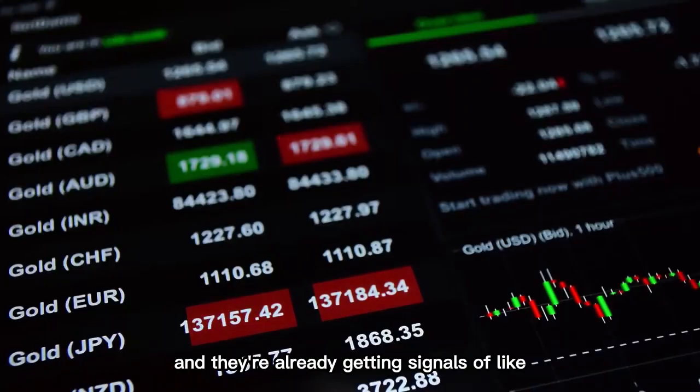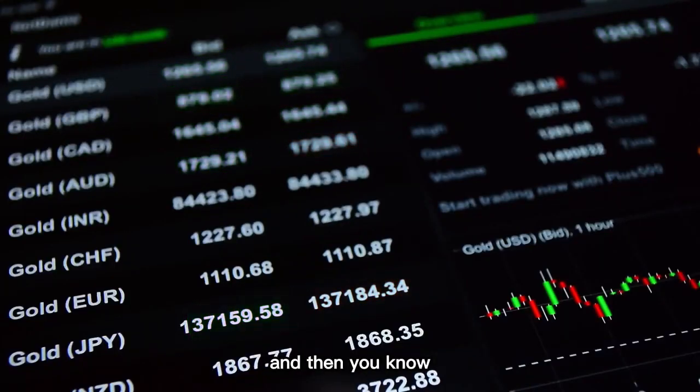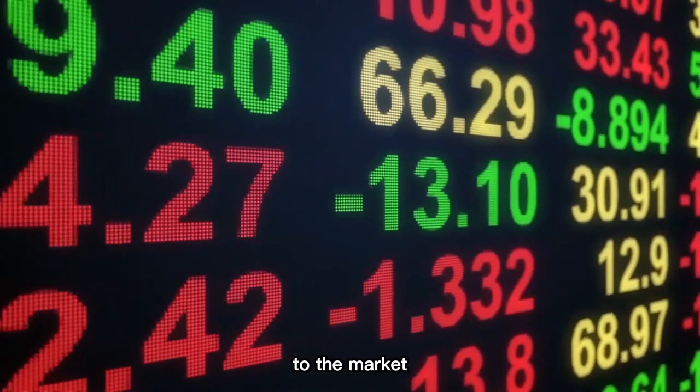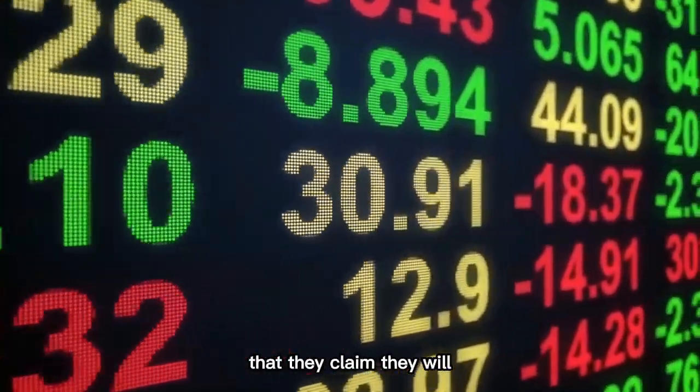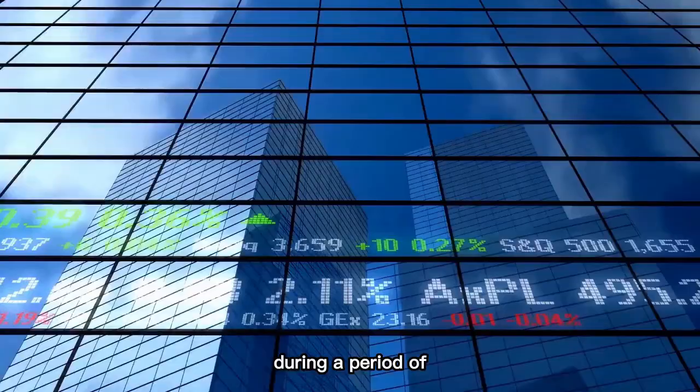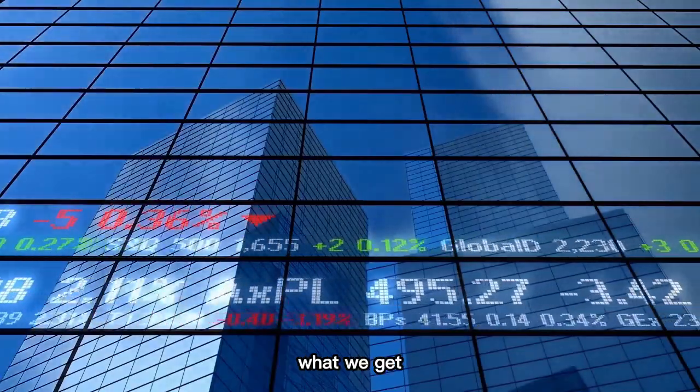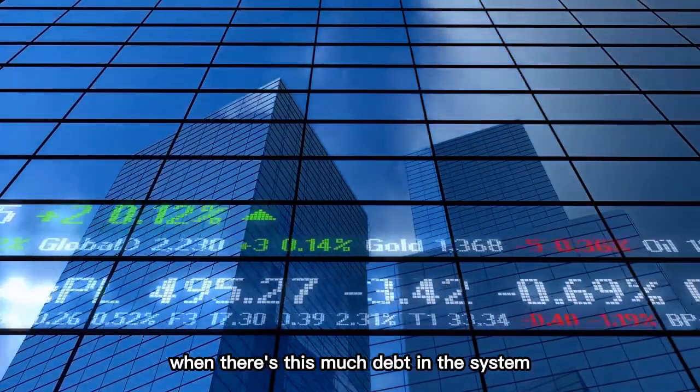And they're already getting signals like yield curve inversion, and signs to the market that they might not go as far as they claim they will during a period of 9% inflation. And I think that's what we get when there's this much debt in the system.